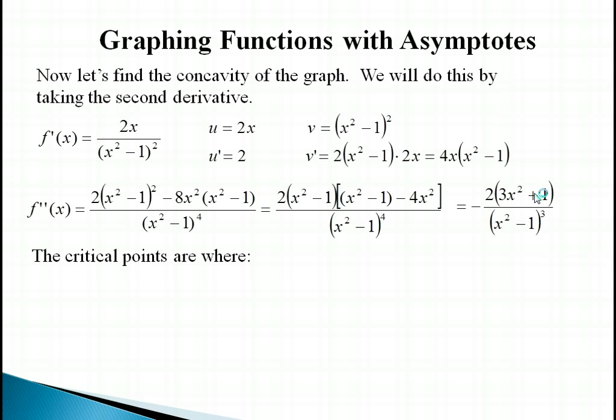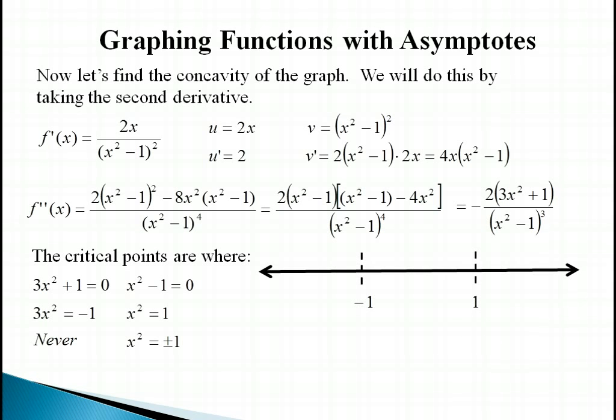Now we want to find our critical points for our second derivative, and that's where either your numerator or your denominator is equal to 0. So 3x squared plus 1 can never equal 0, so we don't have to be concerned with those. So our only critical points are where our denominator is equal to 0, and that's going to be plus or minus 1. So we're setting up our number line with those intervals from negative infinity to negative 1, then from negative 1 to 1, and our third interval from 1 to positive infinity. So we're going to test points in each interval.